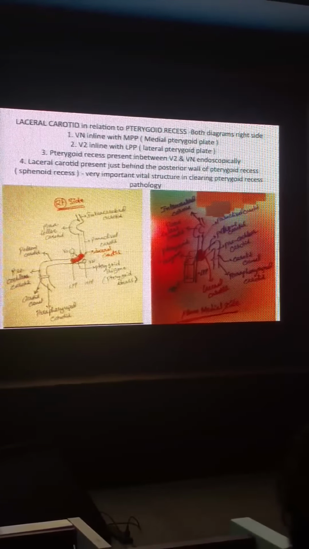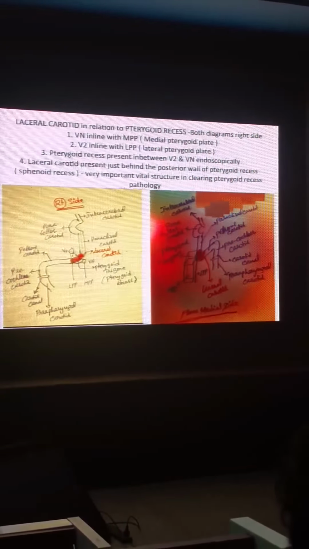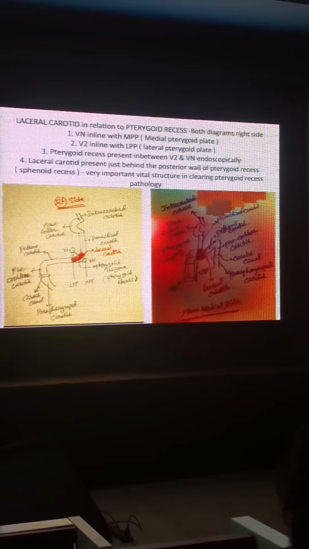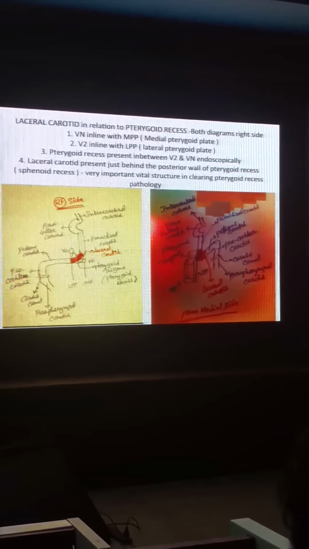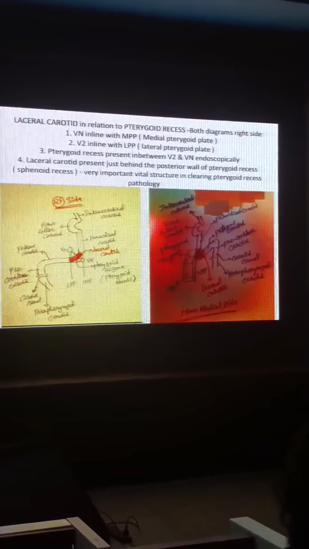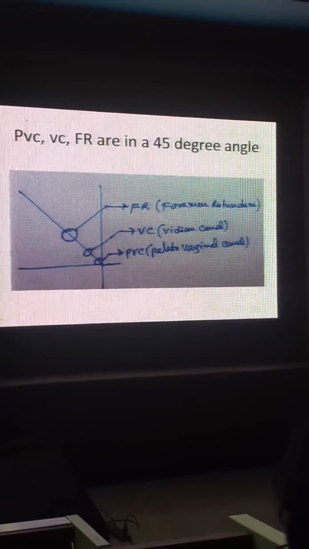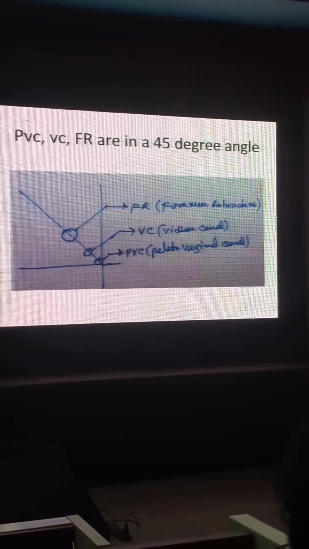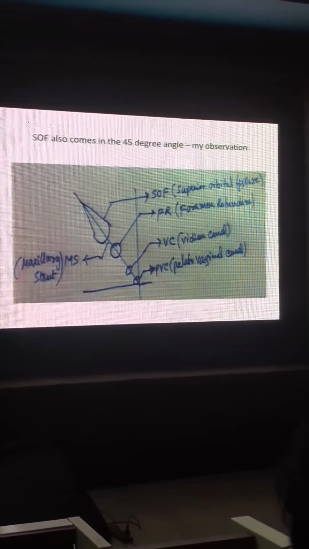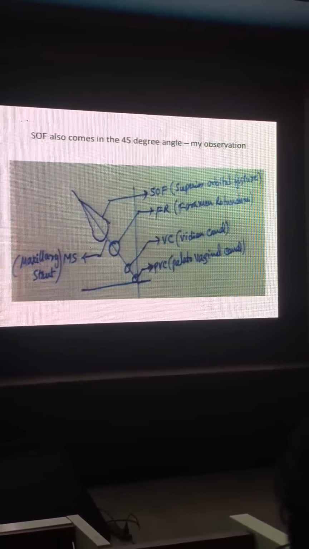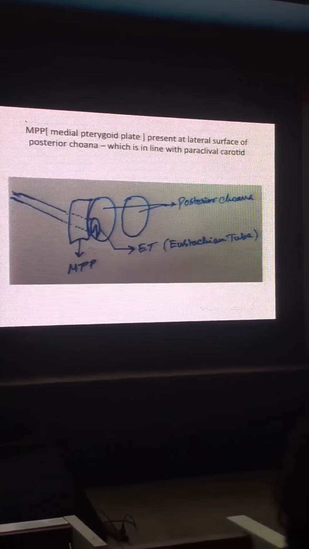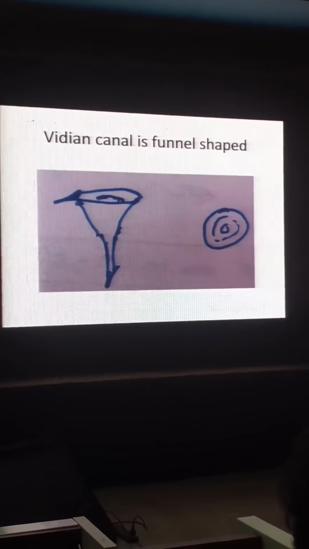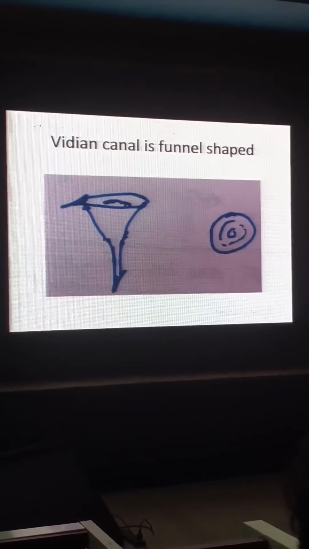This is again very important. The posterior wall of the pterygoid trigone is occupied by the lateral carotid. If you look from medially, immediately posterior to the posterior wall of the pterygoid trigone you have the lateral carotid. Very important in extensive JNA. The palatovaginal canal, vidian canal, and foramen rotundum are in line, at a 45-degree angle. The superior orbital fissure too, all are in a 45-degree angle line. Just behind the medial pterygoid plate is our eustachian tube. This vidian canal is funnel shaped; you can clearly observe it in our endoscopic view.